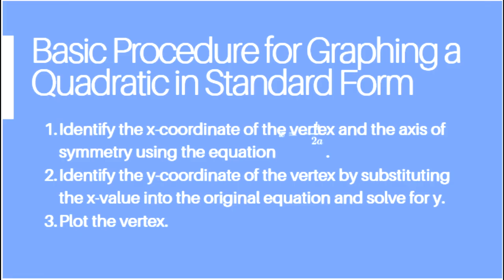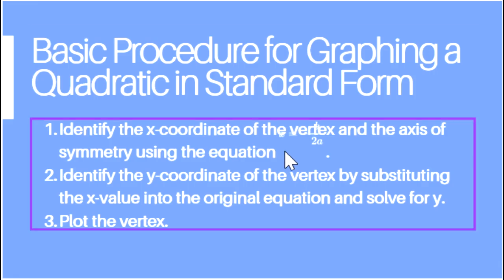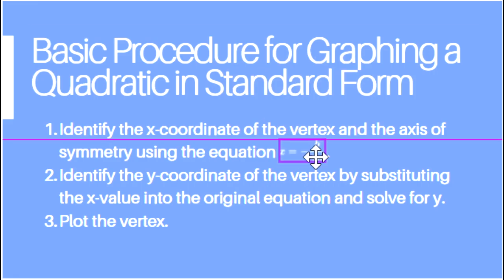So the basic procedure for graphing a quadratic in standard form. These are the steps you're going to take. This should be in your notes. First, identify the x-coordinate of the vertex and the axis of symmetry using the equation x equals negative b over 2a. Then identify the y-coordinate of the vertex by substituting the x value into the original equation and solving for y.